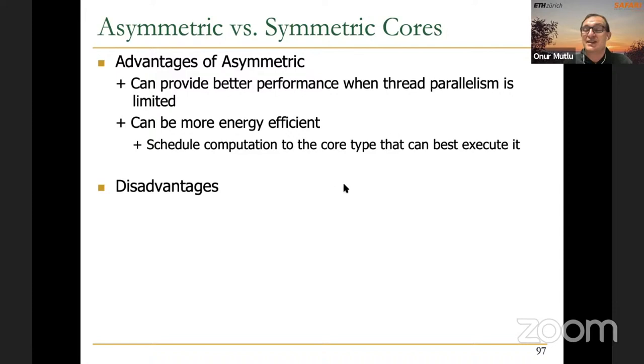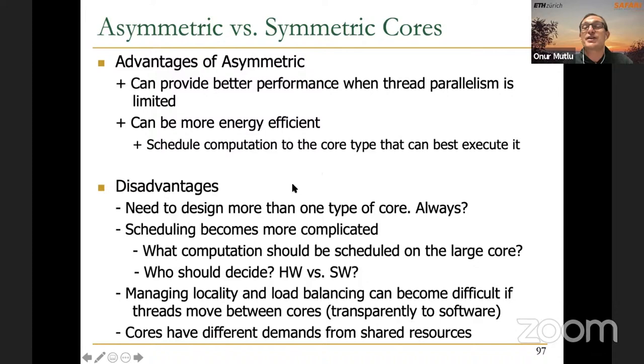But the disadvantage is that asymmetry always requires designing more than one type of core. But is that true always? As these folks show, you've already designed more than one type of core. Why not use the older cores, right? And we will see some other examples of this. You can actually have some natural asymmetry as well, because fundamentally, because of process variation, some parts of the chip you can clock much higher, some parts of the chip you can clock much lower. As a result, fundamentally, you have some asymmetry in frequency also.